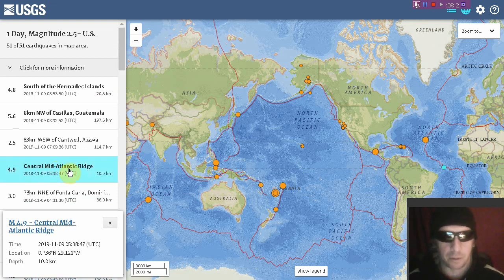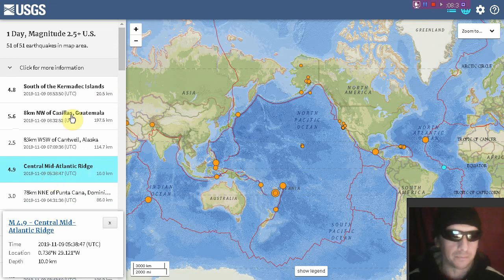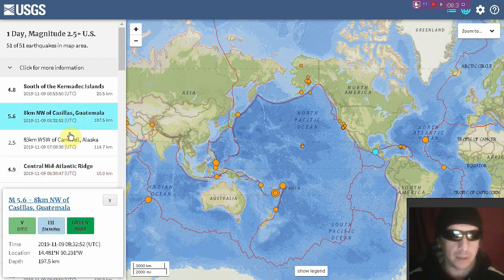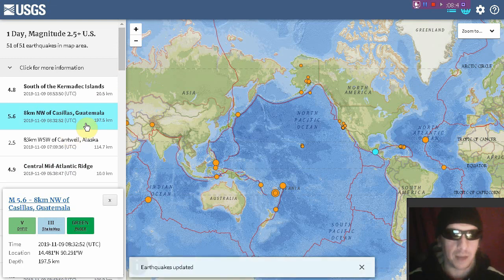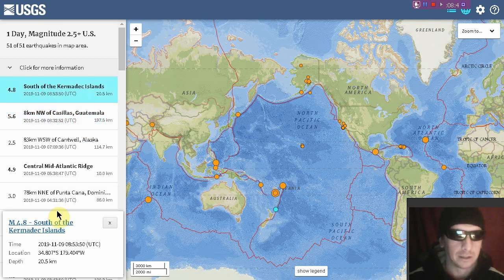Next, we see a 4.9 at the Mid-Atlantic Ridge. That one coming in at 5:38 this morning, UT. This one coming in about 2 hours ago at Guatemala, a 5.6. That one at depth heads up Central America for a larger quake at the surface. That one at nearly 200 kilometers depth. And lastly, just as we started doing show prep, a 4.8 south of the Kermadec Islands, just north of New Zealand.